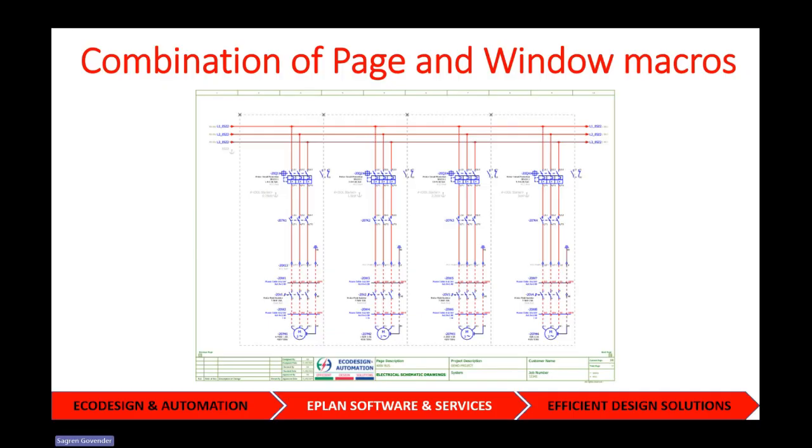And here's an example of our combination. We have combined a page macro and a window macro. I've brought in a 400 volts bus, and I've brought in the individual window macros, and I basically made a circuit out of it.